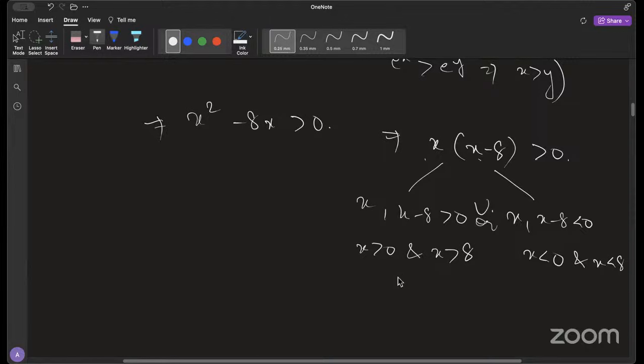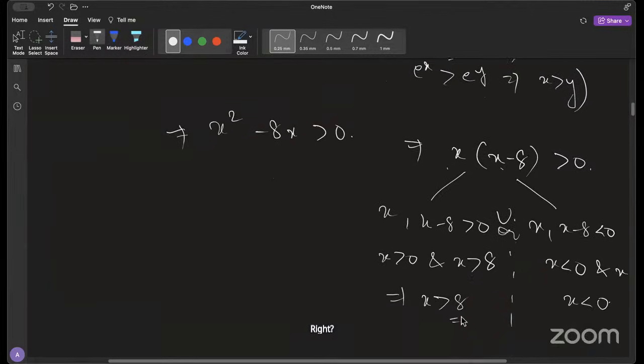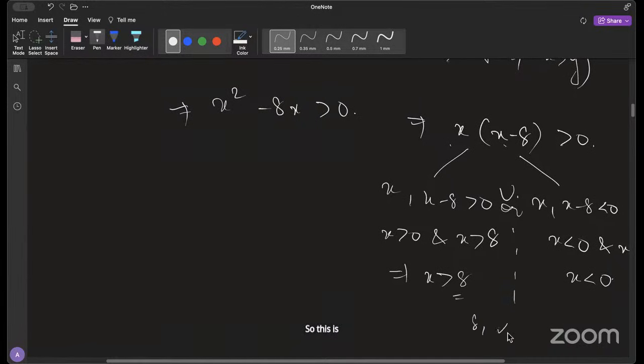So this thing will give you x greater than 8. And these are two different cases. This thing will give you x less than 0, right? So this is 8 to infinity and minus infinity to 0.